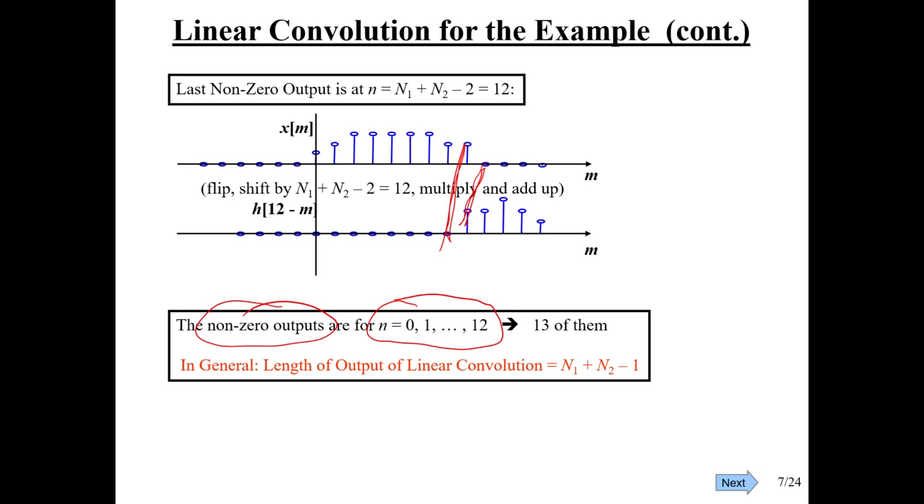And there's going to be 13 of them. So 13 corresponds to N1 plus N2 minus 1. So our last output is at N1 plus N2 minus 2, and that is the total number of potentially non-zero output samples that we get. And so we now have a way of saying that's the length of our result. So that's interesting. So keep that in mind, the idea of shifting this through, what those shifts look like, and how many of them we had.